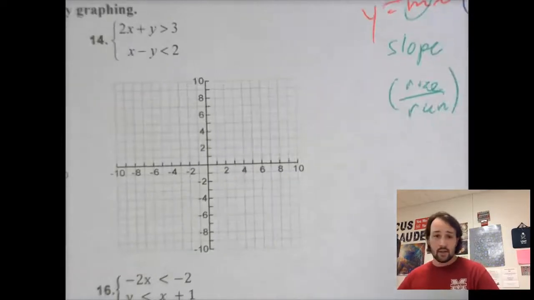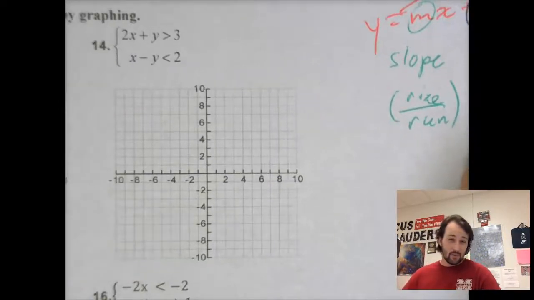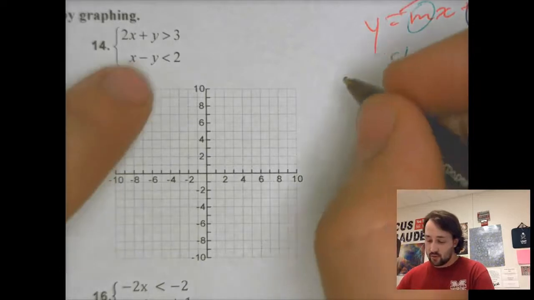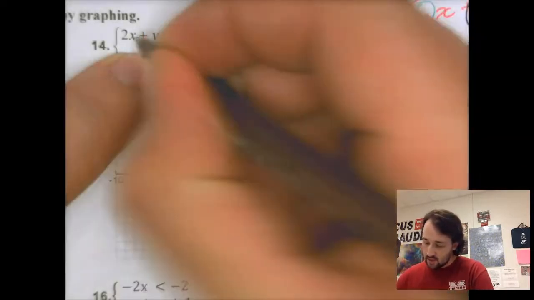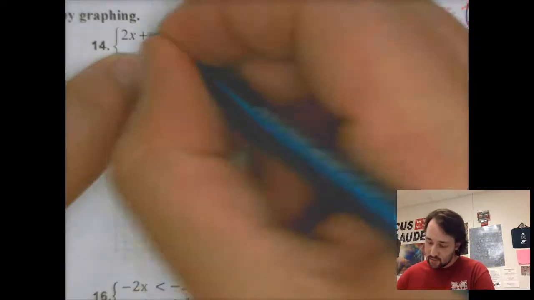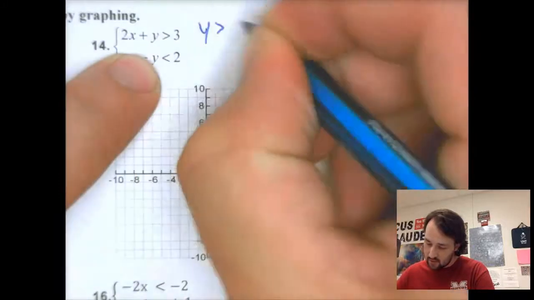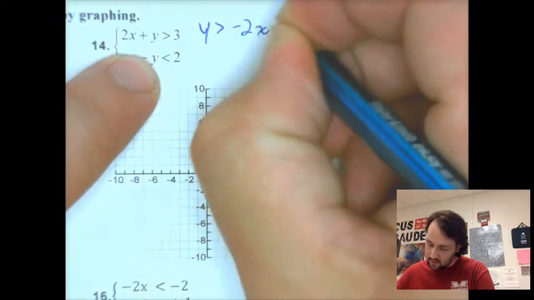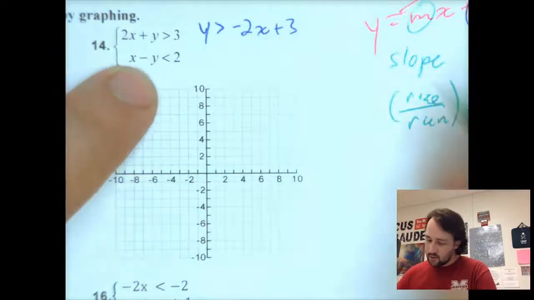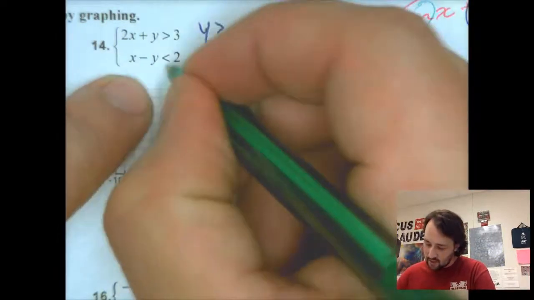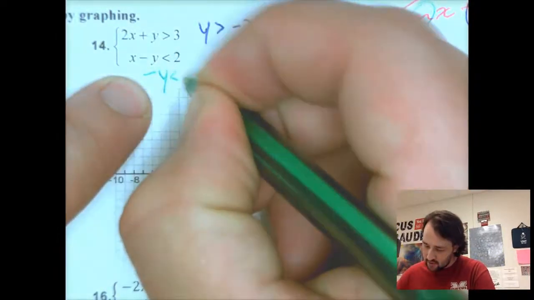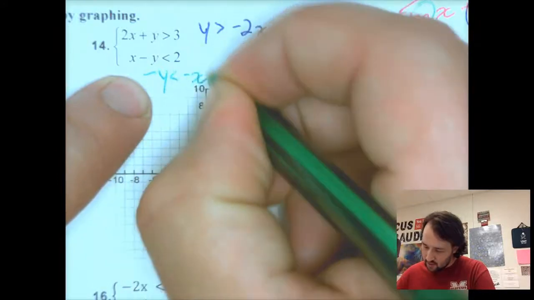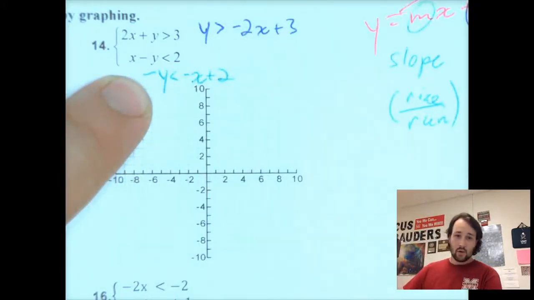All right, look at number 14. So notice about number 14 is I don't have the y solved for yet. So what I need to do in this one is I just need to move over the 2x. So I'll subtract the 2x such that y is greater than -2x plus 3. And in my other equation, if I subtract the x, I'll have -y is less than -x plus 2. So now I still need to get the y by itself.